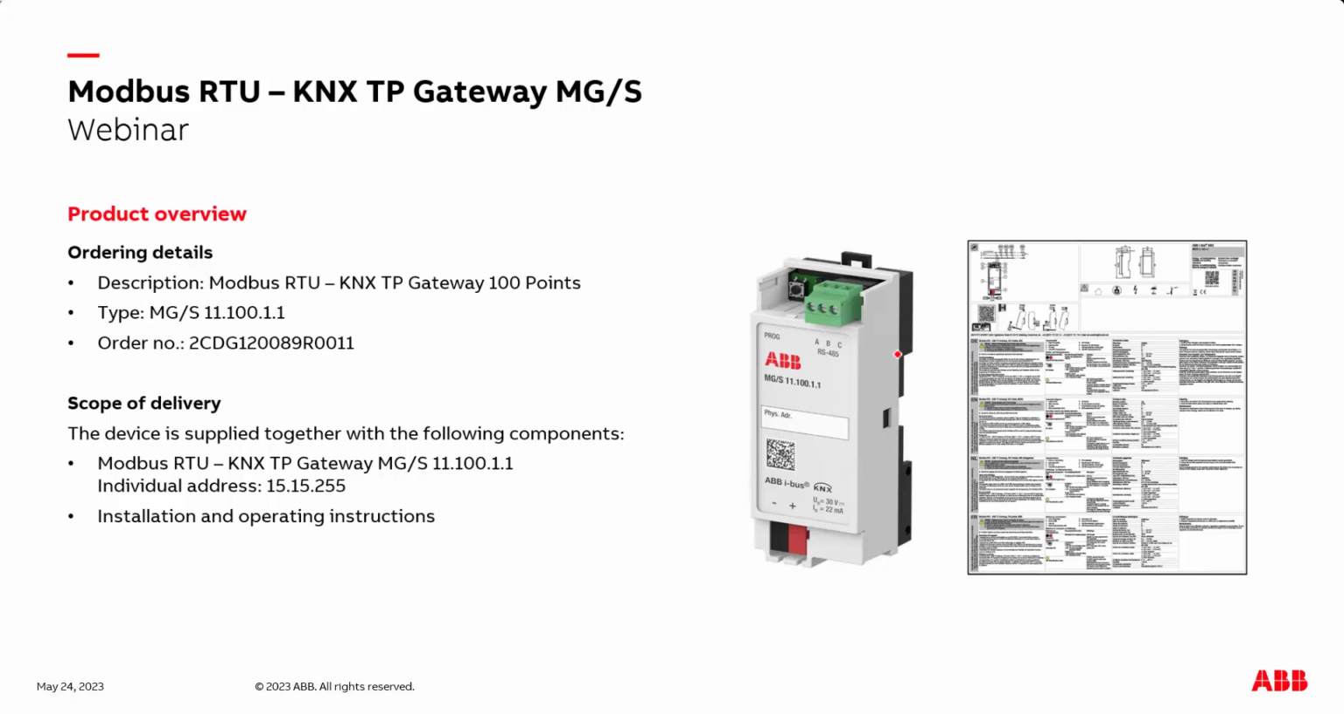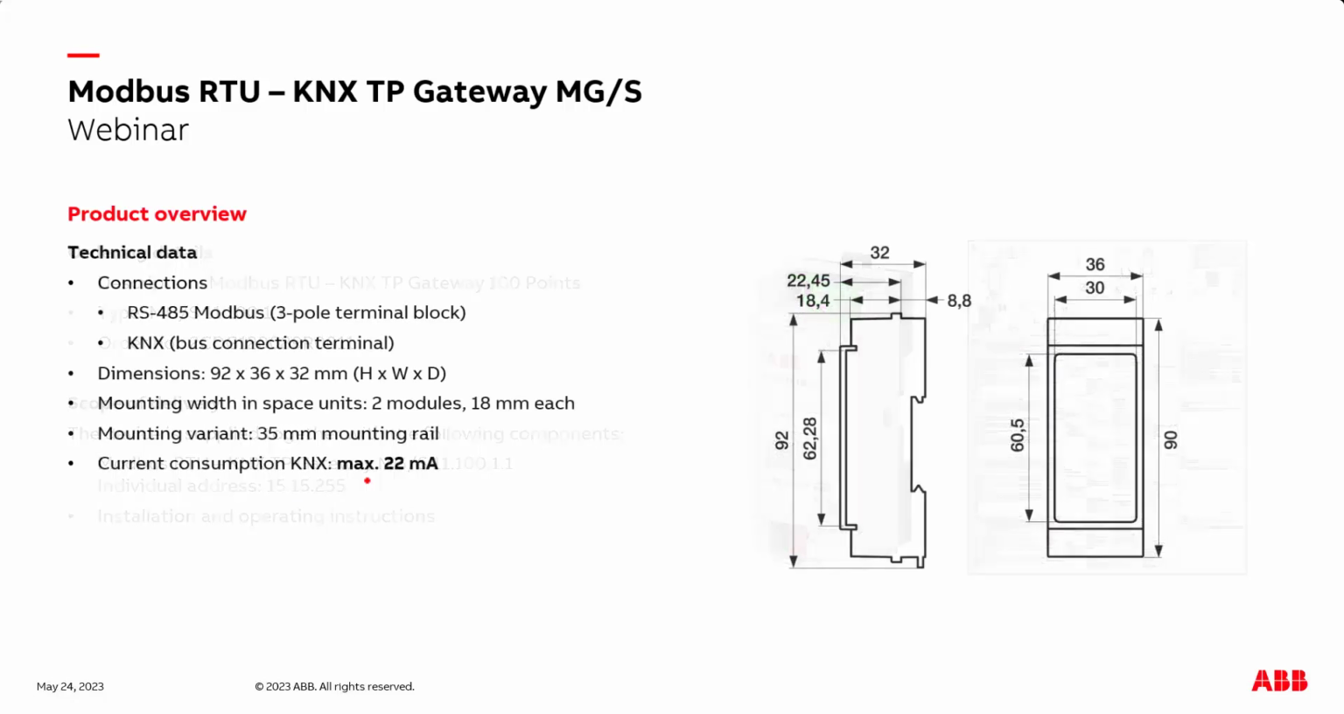So the device, the official description is Modbus RTU KNX TP Twisted Pair Gateway 100 points. The type is MGS 11. The 11 stands here for Modbus RTU, 100 data points, and the ordering number. When you order the device, it comes in a box with the hardware, with the individual address like a standard KNX device, 15.15.255. Including the installation and operating instructions, and the datasheet you see here on the right side.